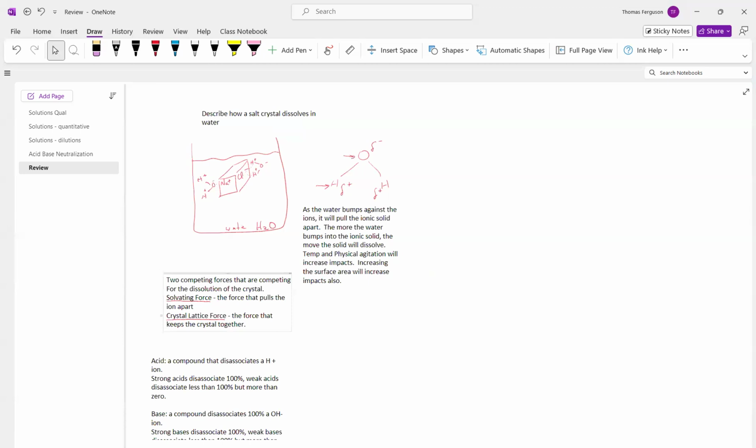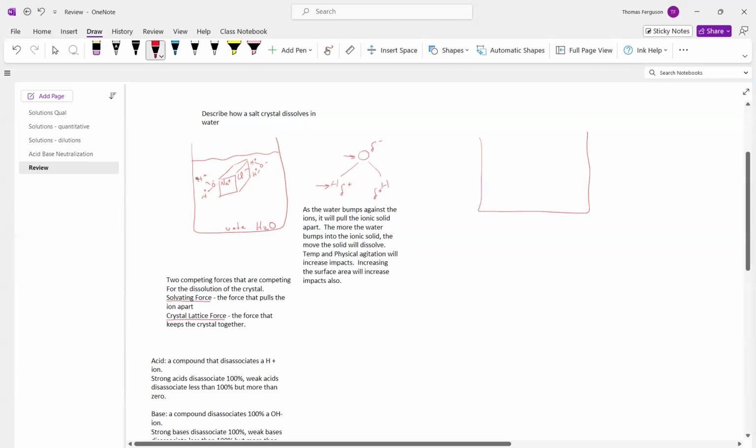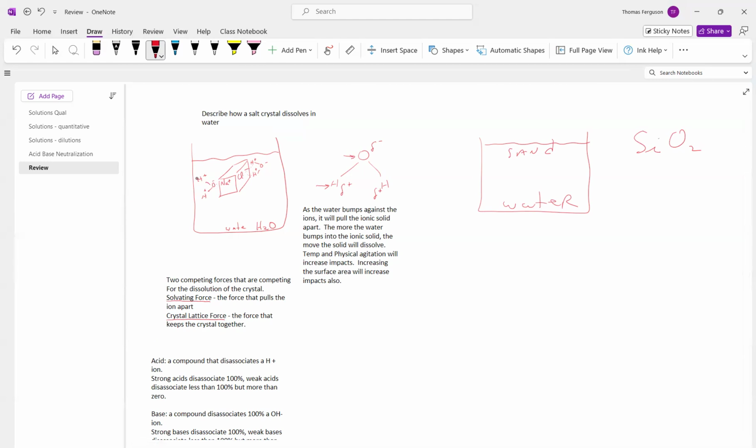Okay. A good characterization now, sand is something called silicon dioxide. That's the same thing as glass. And silicon dioxide has extremely strong crystal lattice force. That means it doesn't matter how hot that water is, it's not going to dissolve the sand.